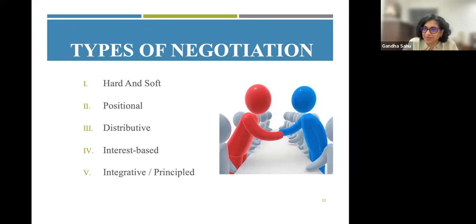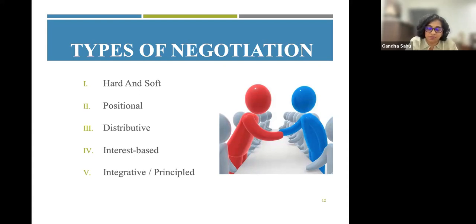So we have different types of negotiation, and we use all types when it comes to mediation. There is hard and soft, where we say that in negotiation, we are hard on the problem and soft on the people. So we don't have judgment on the people in mediation. We understand them. We understand where they're coming from. But we actually face the problem and really try to resolve it.